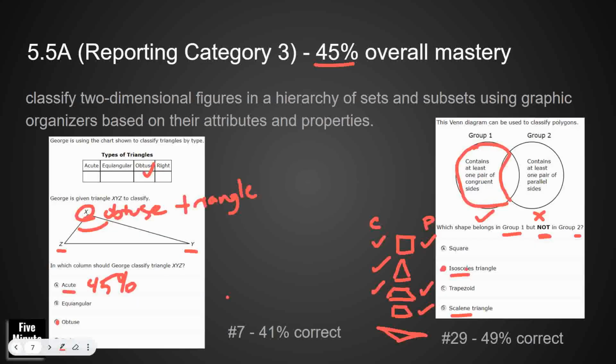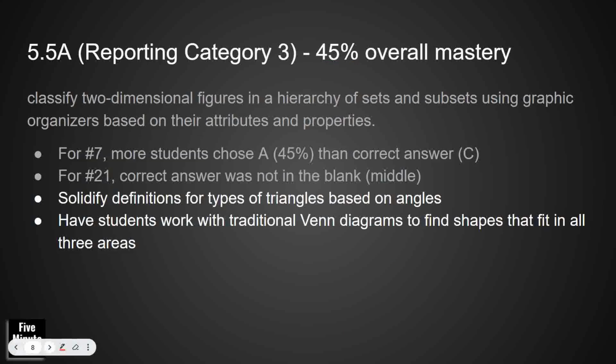For number 21, the correct answer was not in the middle. I think that might have messed some students up. Usually, we're used to finding answers here, right? Find something that belongs in both groups. So that could have been square, that could possibly have been a trapezoid, depending on which one you drew. But it was not in the overlap. We had to find group 1.